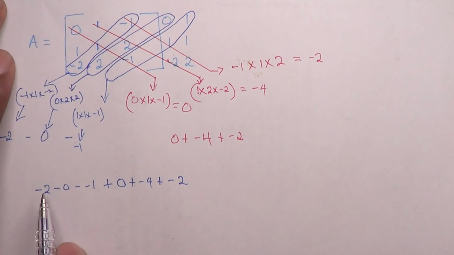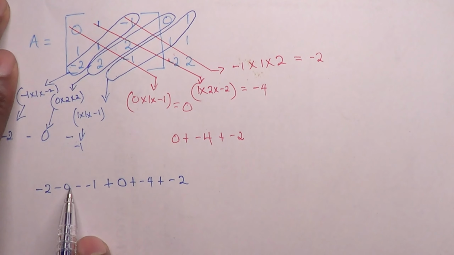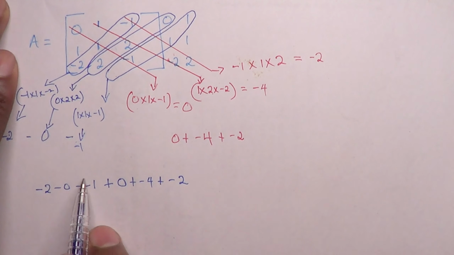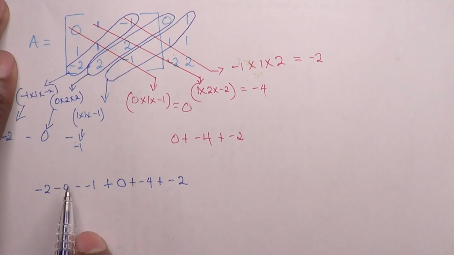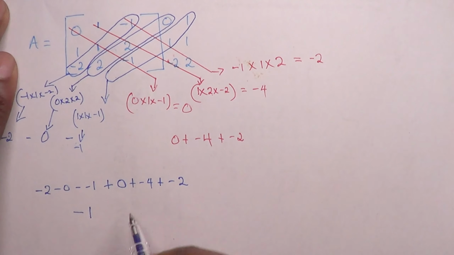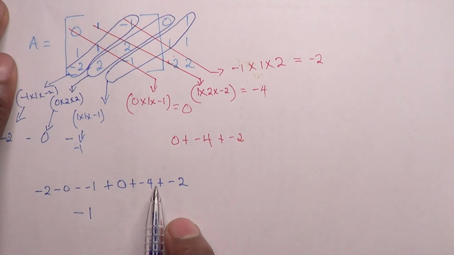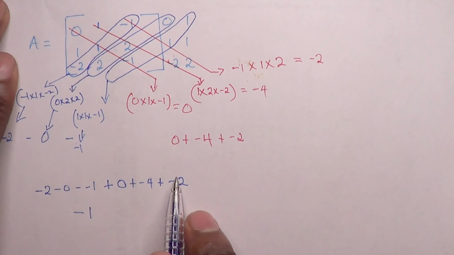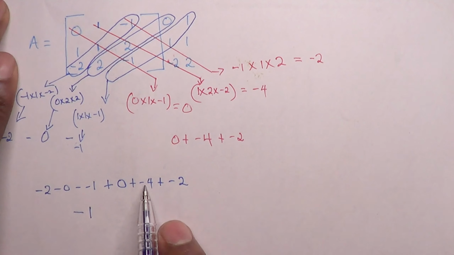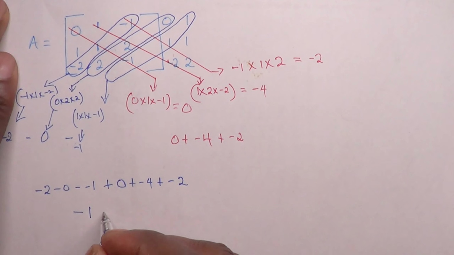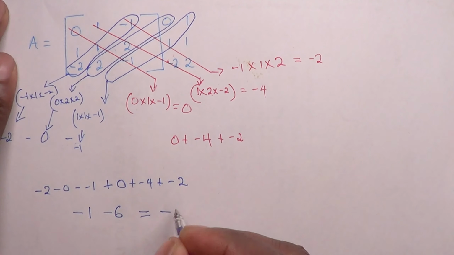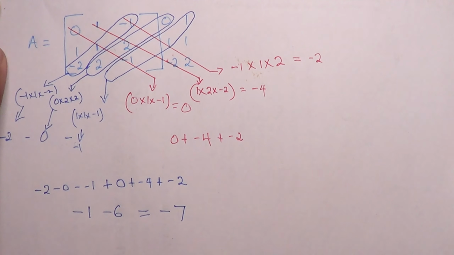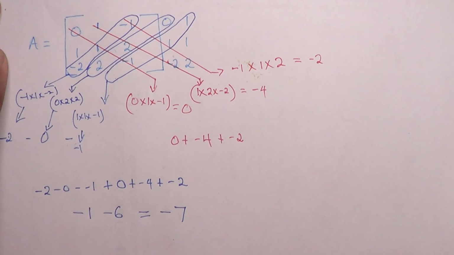So here it will be negative 2 minus 0, that is negative 2, plus, because negative and negative give you positive, plus 1, it will be negative 1. 0 plus negative 4 is negative 4. Negative 4 plus minus, plus and minus gives you a negative. Negative 4 minus 2 gives us negative 6. So negative 1 minus 6, I will get negative 7. So the determinant of A here is going to be negative 7.